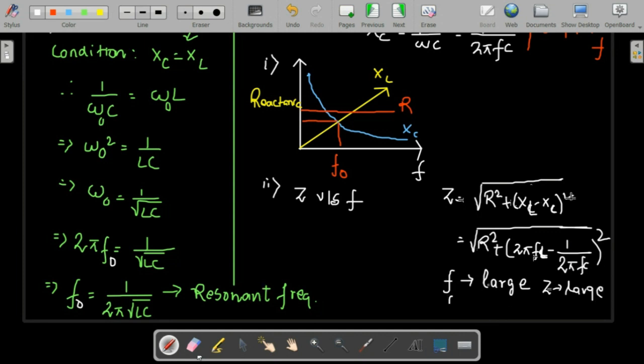But what happens if f is small? If f is small, this will be small, but this will be large because f is in the denominator, so Z is again going to be large. This is large, plus this is large, and it's a square term, so the minus doesn't play any role. So Z is going to be large.